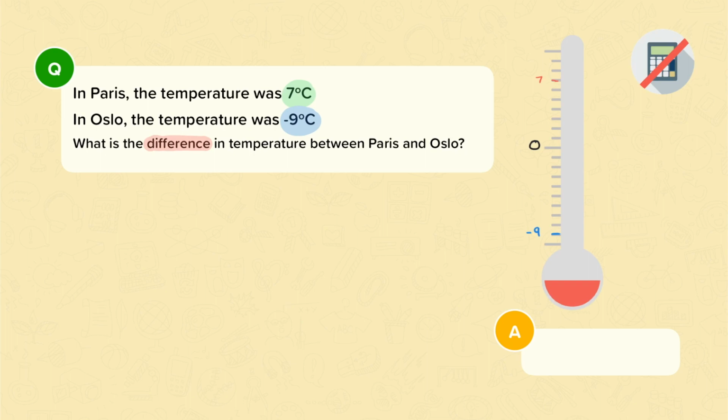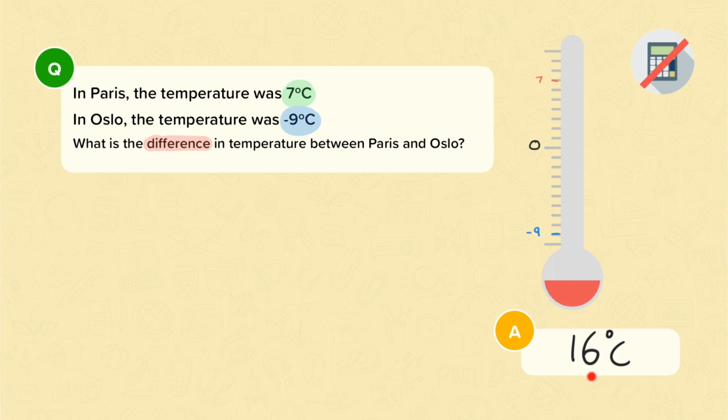Now, the question is asking us to find the difference between these temperatures. So I'd like you to start at 7 and count. I want you to count how many spaces it gets until we get to -9. So pause the video and count. When you come back, I'll give you the answer. Best of luck.